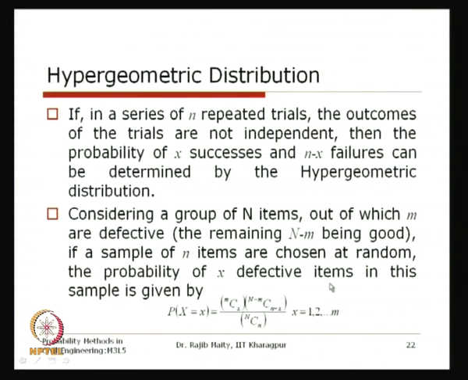One basic difference from the earlier distributions is that it is sampling without replacement, that is, once we take an item out, we are not replacing it back into the population. So exactly x successes and n minus x failures are considered out of these n repeated trials, where m is the number of defective items. So m combination x multiplied by n minus m combination n minus x divided by n combination n, and x can take values from 1 to m. The minimum possible value is 1, and the maximum value it can take is m, because the total number of defective items is m.